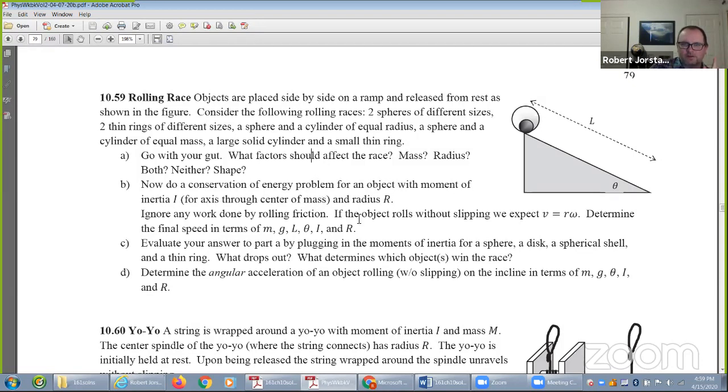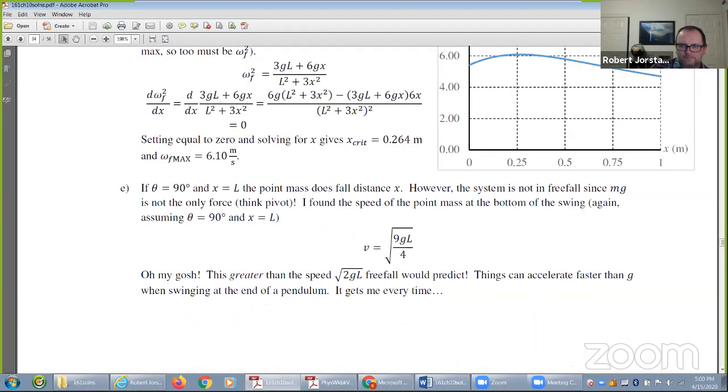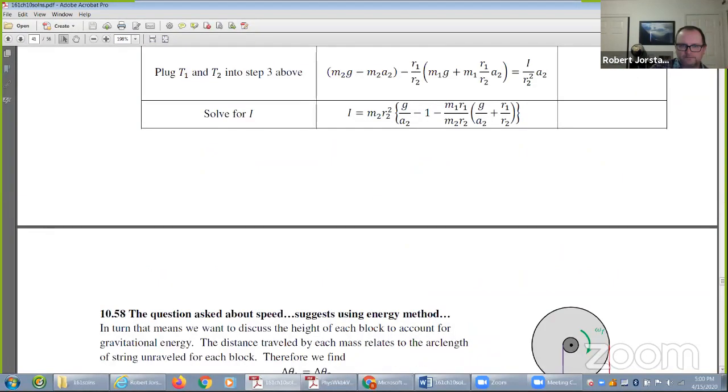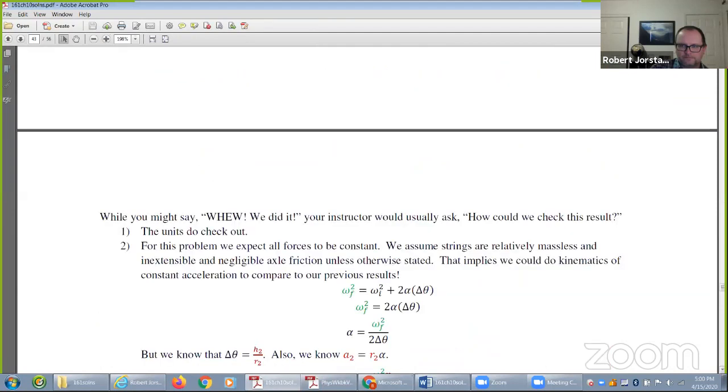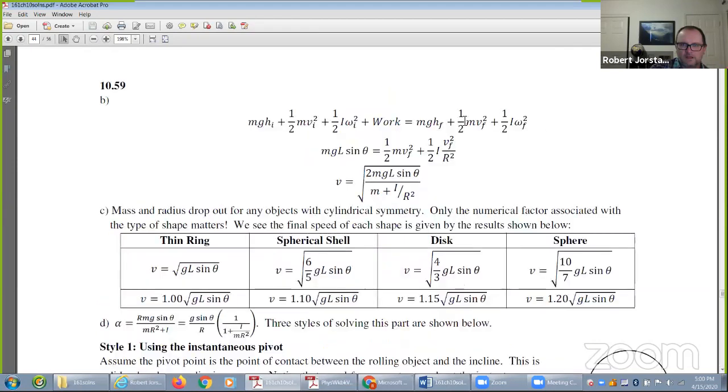What we're going to do is start by doing this problem with energy. And then I think we're going to come back at the end and show you about instantaneous pivot with the torque. So let's go with this. I'm going to do a conservation of energy problem now. Let's go take a look at it. All right. 10.59, I think, right? All right, so here's the equation. This is conservation of energy.